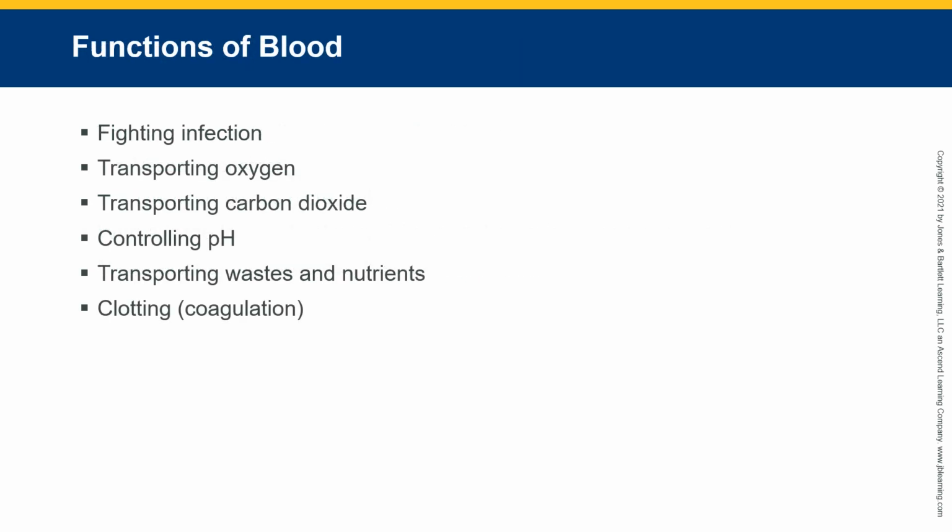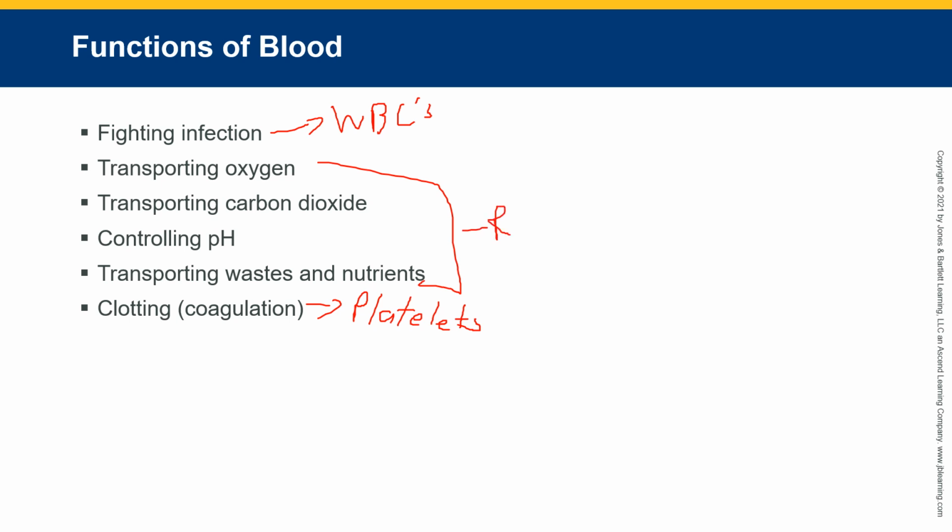Blood itself has lots of different functions. These are the white and red blood cells together. They can fight infection, transport oxygen, transport carbon dioxide, control pH, transport nutrients and wastes, and then clotting factors there. And that's the platelets that are doing the clotting. And then the white blood cells, WBCs, the leukocytes, are fighting the infection, and the red blood cells, erythrocytes, RBCs, transport the oxygen.